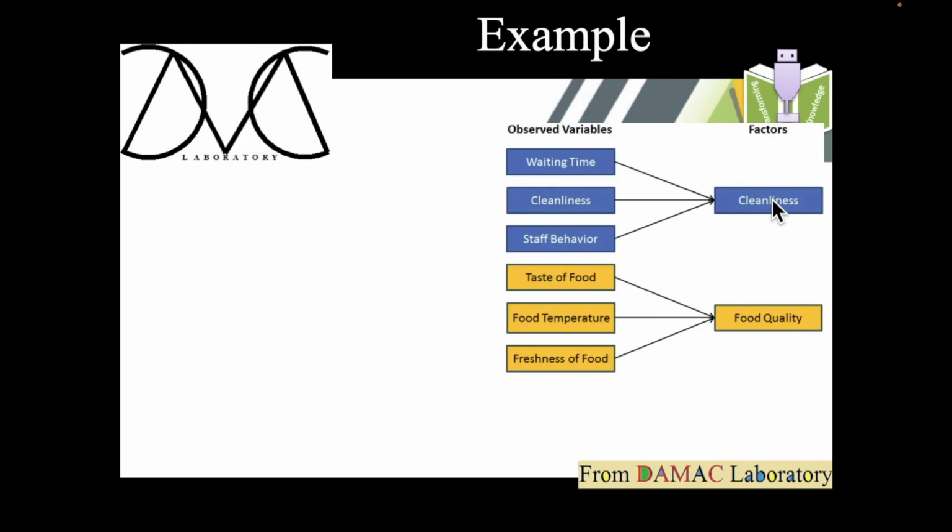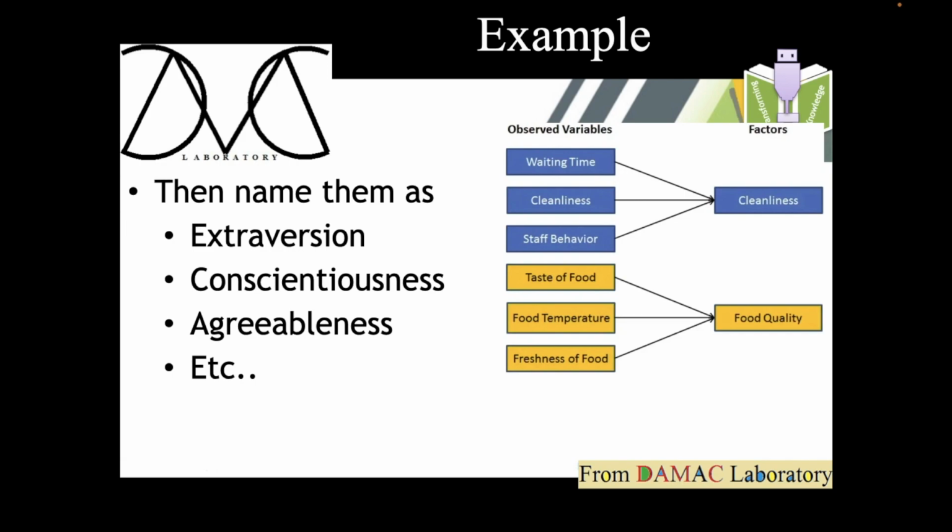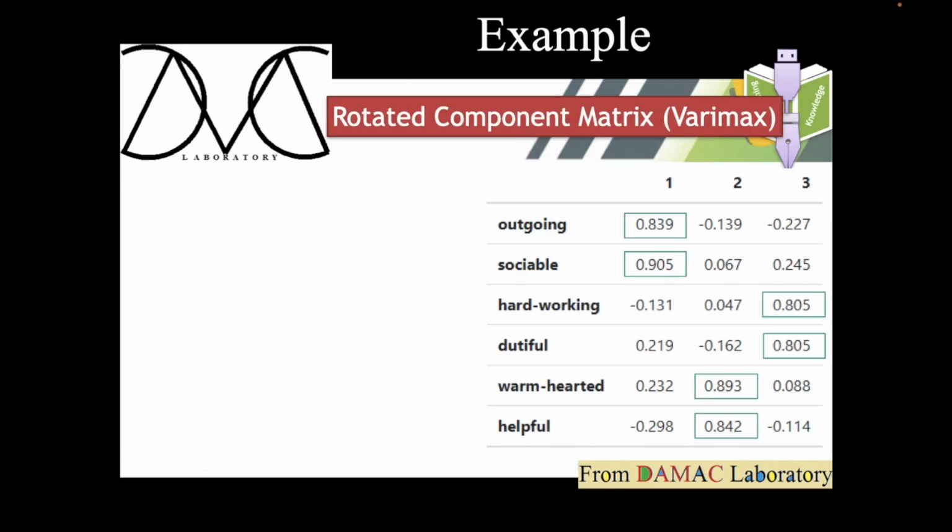There is no hard and fast rule, right? Because all these three variables can be classified as cleanliness or also can be classified as the food service quality, because staff behavior, cleanliness and waiting time actually relate with the service quality, right? So we have many other personality terms that can be related with those three factors.